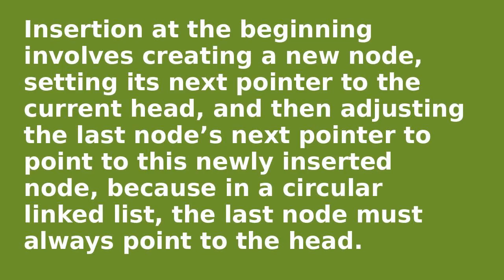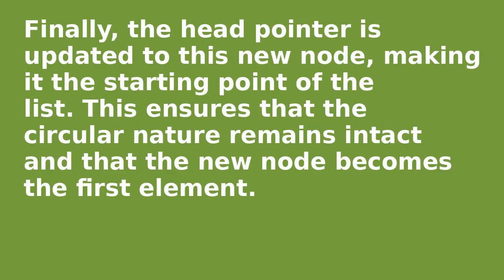Insertion at the beginning involves creating a new node, setting its next pointer to the current head, and then adjusting the last node's next pointer to point to this newly inserted node. Because in a circular linked list, the last node must always point to the head. Finally, the head pointer is updated to this new node, making it the starting point of the list. This ensures that the circular nature remains intact and that the new node becomes the first element.